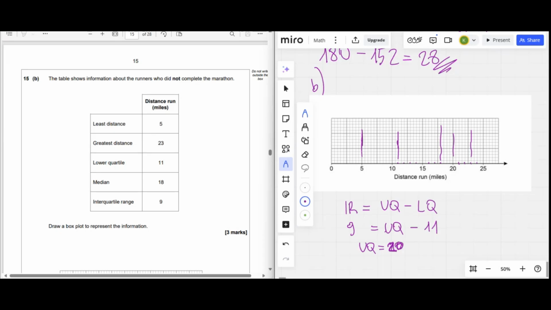Okay, we have all the lines. And a box is within the quartiles. So here and there is a box, and the whiskers are just attached to the box. Something like that. There is 11, there is 18, there is 23.